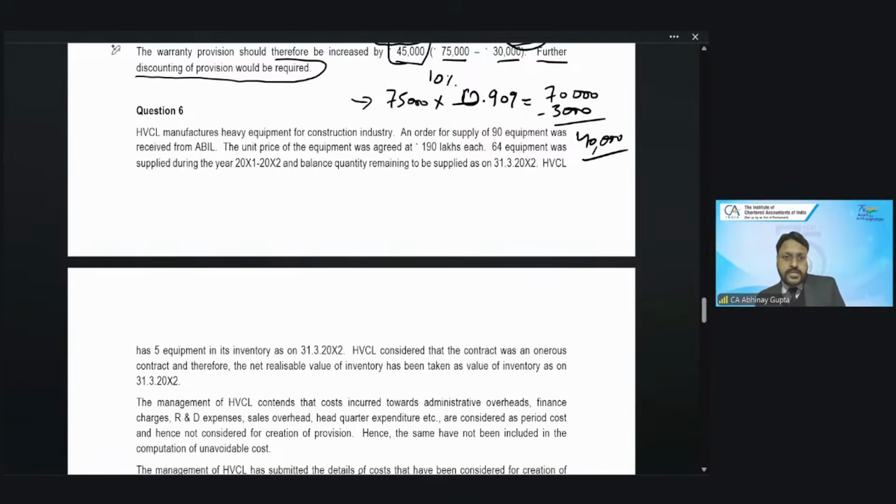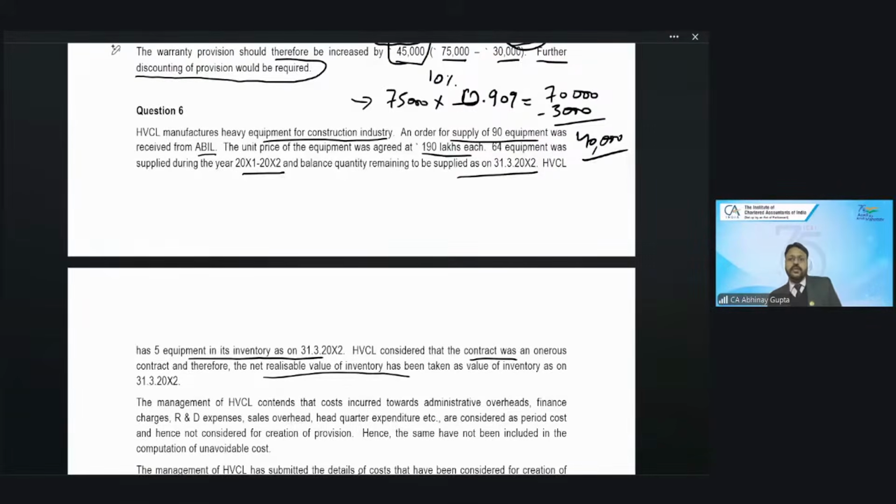Question number 6. HVCL manufactures heavy equipment for the construction industry. An order for supply of 90 equipment was received from ABIL. The unit price was 190 lakhs for each unit. 64 units have already been supplied during the year and the balance to be supplied as at the year end. HVCL has 5 equipment in its inventory on the year end and remaining needs to be manufactured. HVCL considered the contract was onerous contract and therefore net realizable value of the inventory has been taken as a value of inventory on 31st March 2002.